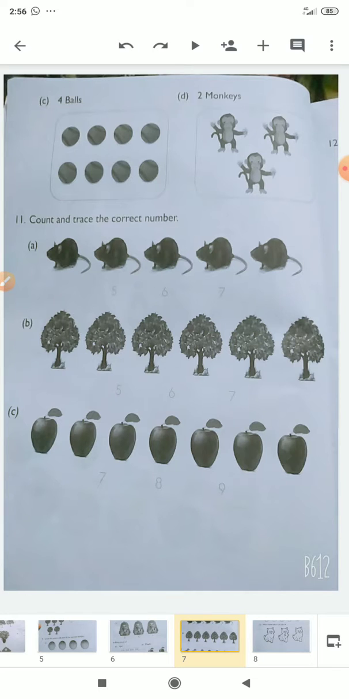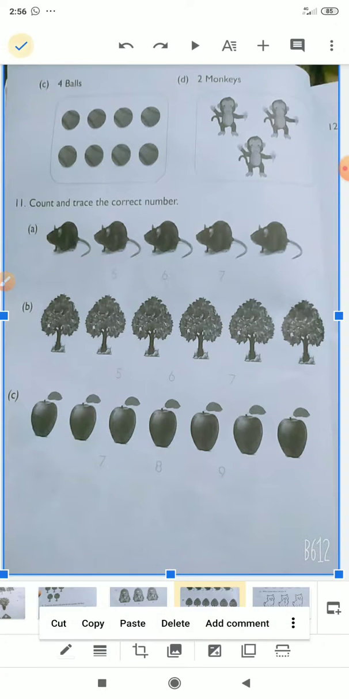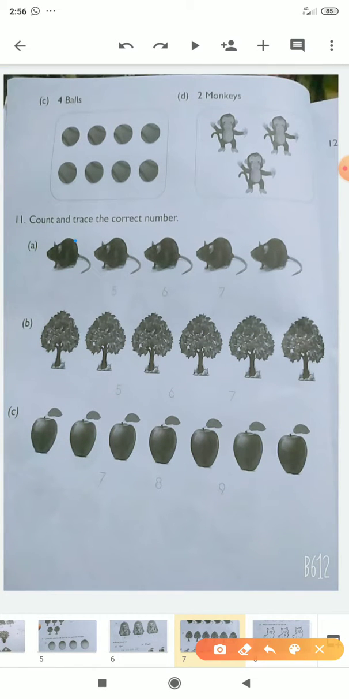How many reds are there? 1, 2, 3, 4, 5. 5 reds are there. So is this 5 number? No. Is this 5 number? No. Is this 5? Yes. So we have to trace it, okay, with pencil.